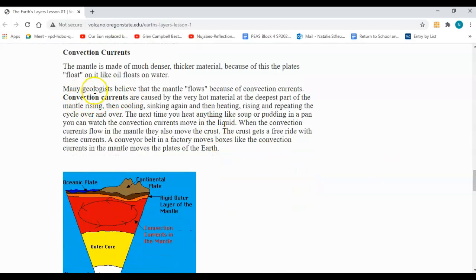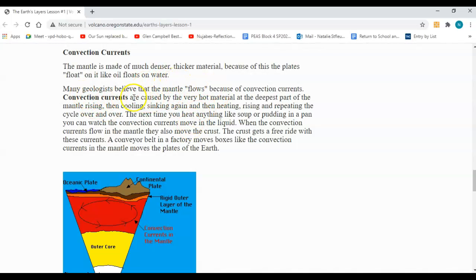Convection currents. The mantle is made of much denser, thicker materials. Because of this, the plates float on it like oil floats on water. I'll read that again. The mantle is made of much denser, thicker material. Because of this, the plates float on it like oil floats on water.